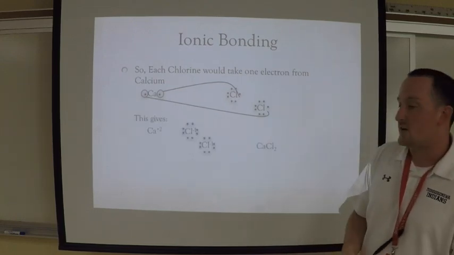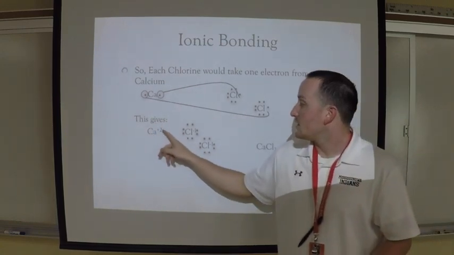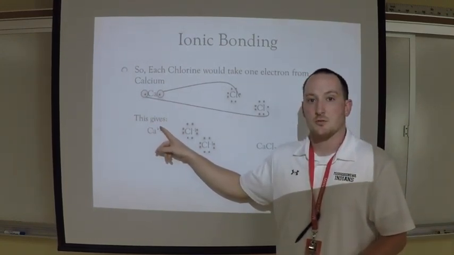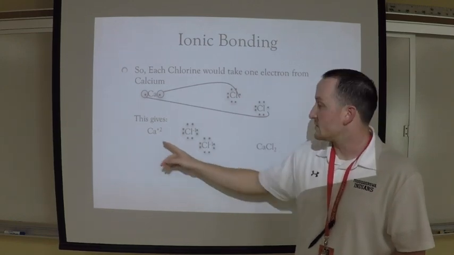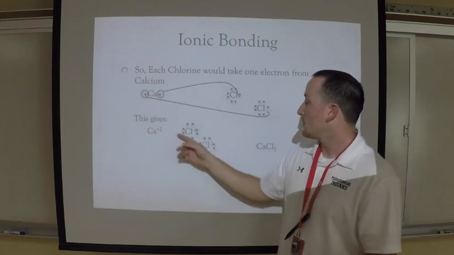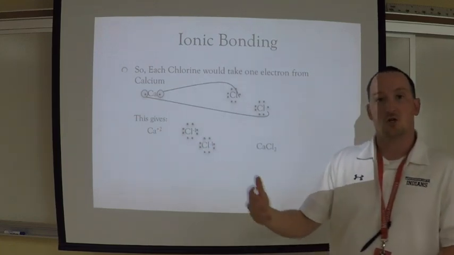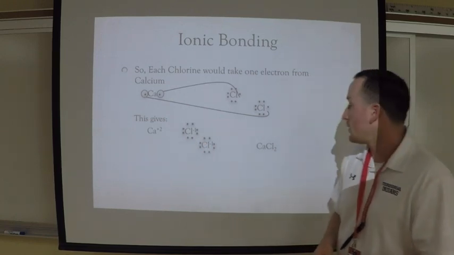So what this would give us is these charges. We've got calcium now with a +2 charge. Chlorine's now with a -1 charge because calcium lost 2 electrons. It lost 2 negative charges, making it a +2. Each chlorine gained a negative charge, which makes them each -1.